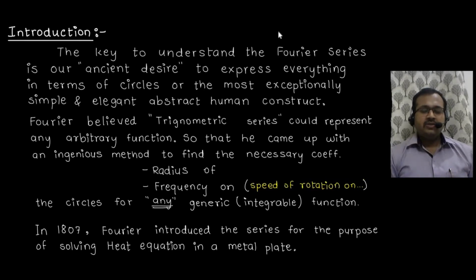In 1807, Fourier introduced the series for the purpose of solving heat equations in a metal plate, and his work was processed and formally presented by Dirichlet as well as Euler, and the Fourier series representation along with the Fourier coefficients is given by Euler. So before going to Fourier series, we are going to discuss the prerequisites or basic concepts like periodic functions.